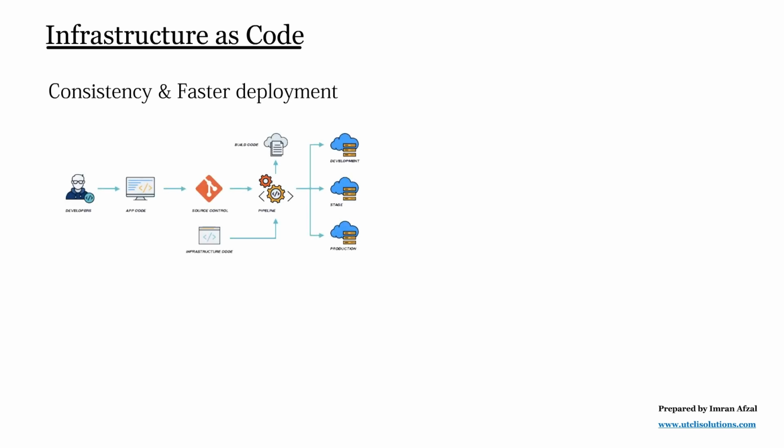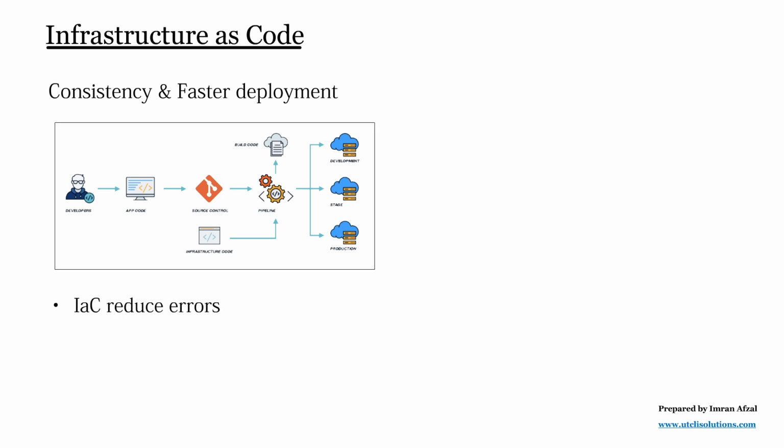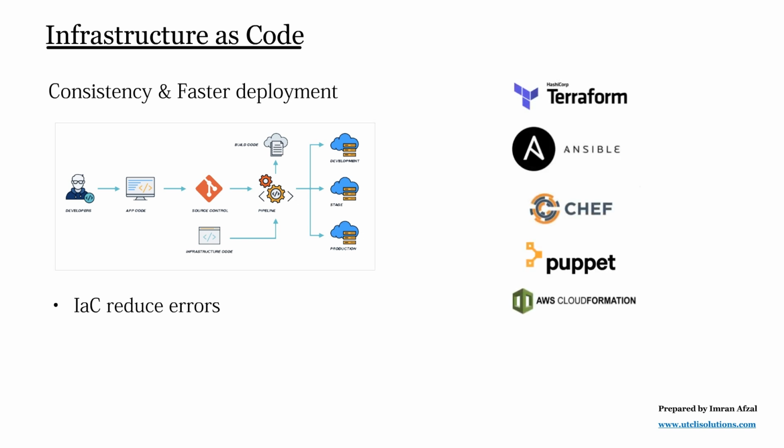The first one is consistency and faster deployment. It ensures that infrastructure is set up in the same manner each time. That will, of course, reduce the errors caused by manual configuration. Moreover, due to the involvement of automation in IaC, the deployment process will speed up.